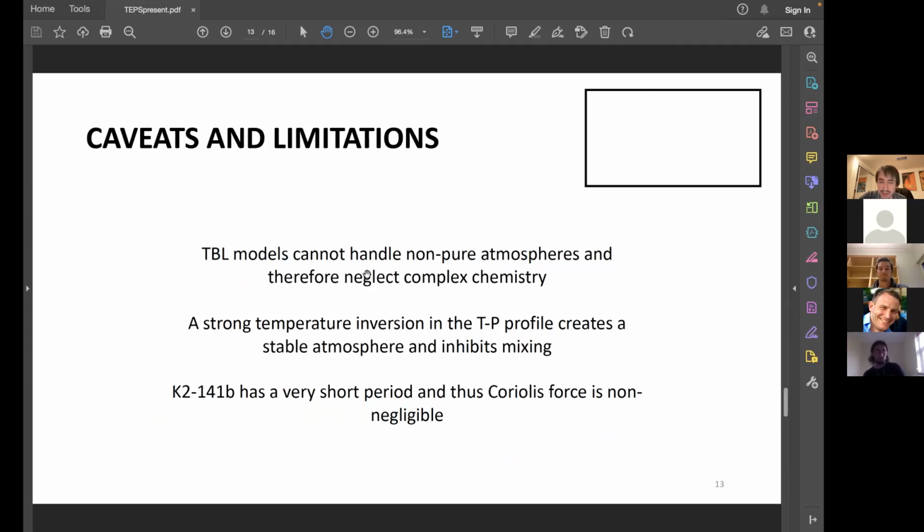And of course, there are a lot of caveats with this model. First is that it can't handle non-pure atmospheres, and therefore neglects complex chemistry, especially around SiO and O, and how they tend to split up and stick together. Also, a strong temperature inversion in the TP profile creates a stable atmosphere and inhibits mixing, so our turbulent layer may not be as turbulent as we initially thought. And also K2-14b actually has a very short period, so you no longer have axial symmetry from the substellar point to the antistellar point, because you have a lot of non-radial velocity component. And so the Coriolis force is non-negligible at this point.